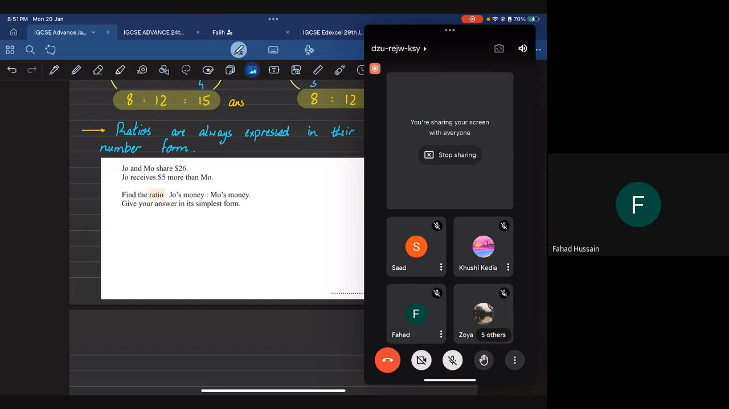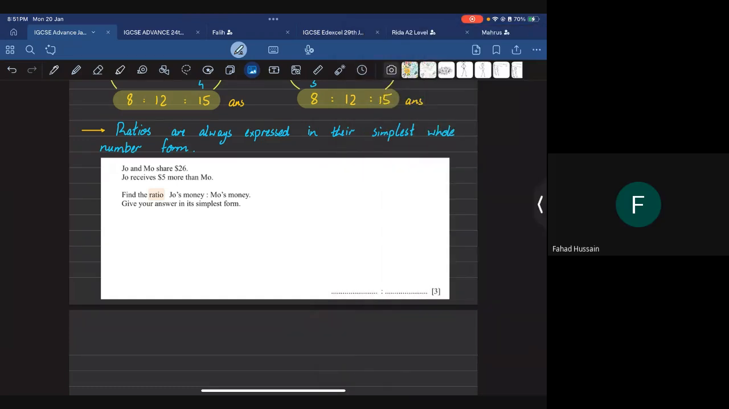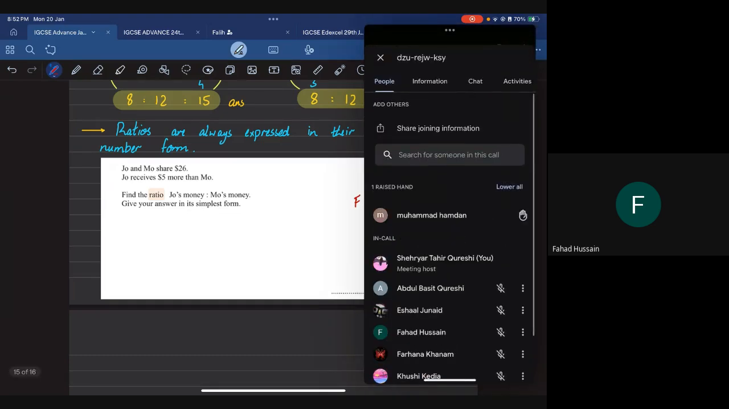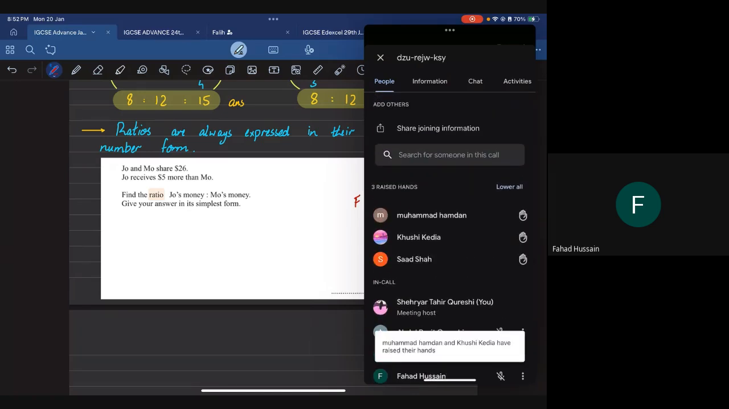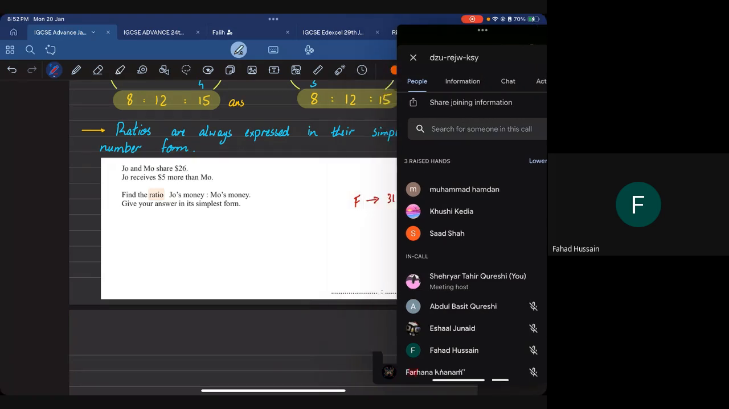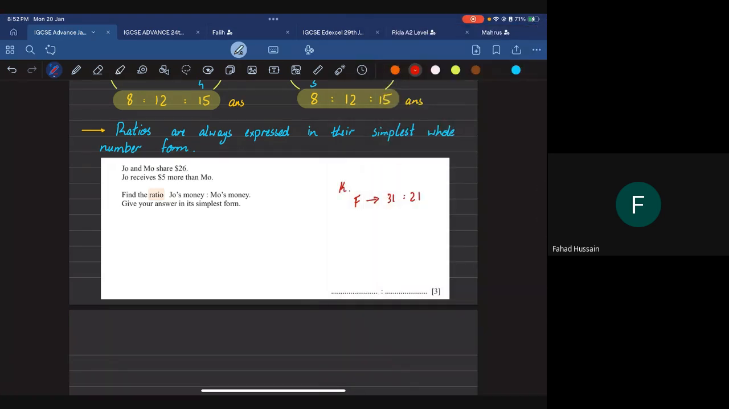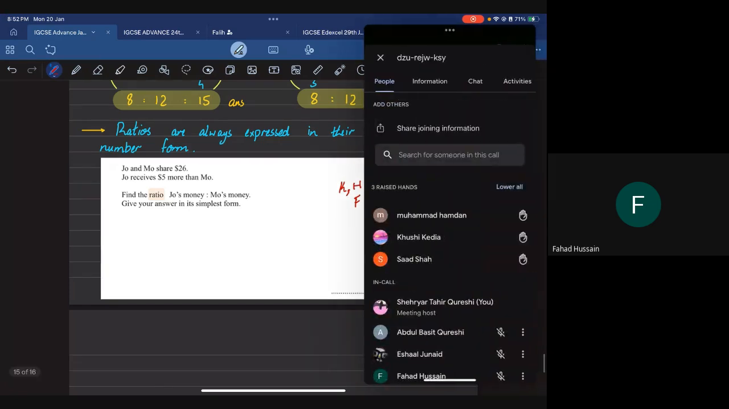Done, sir. Yes, Fahad, what's the answer? Sir, 31 ratio 21. Oh, great answer. Guys, Fahad is telling us that the answer is 31 ratio 21. Who agrees with him? Raise your hand if you guys agree with him. Kushi and Hamdan agree with him. Saad agrees with him. Only these guys. Fahad does not have a lot of friends, I'm afraid. Yes, only three people.